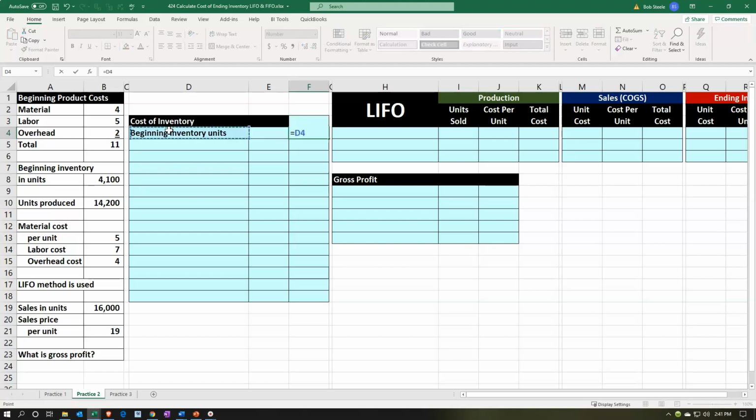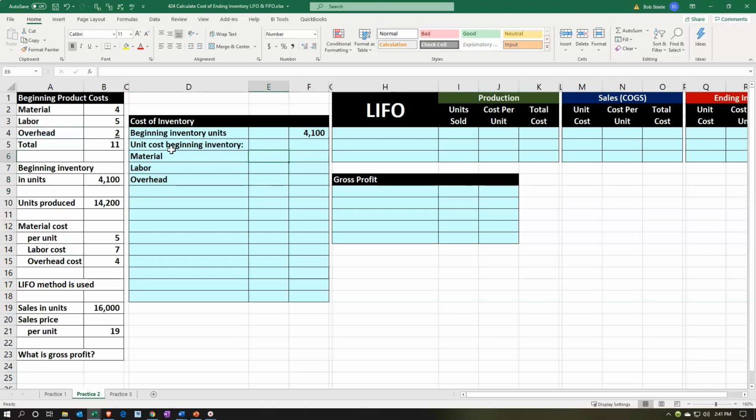It's going to be that 4,100, and then we're going to have the unit cost that we will calculate for that inventory, which is going to consist of the material, the labor, the overhead. So that should just be standard whenever you think about a production company or inventory in general when it was produced. You can break out the cost of inventory: material, labor, and overhead, which is like everything else that they put into the cost. And that's going to give us the total cost per unit of beginning inventory.